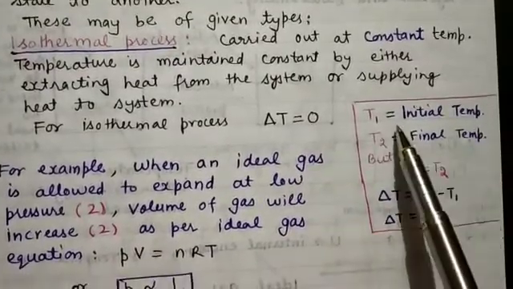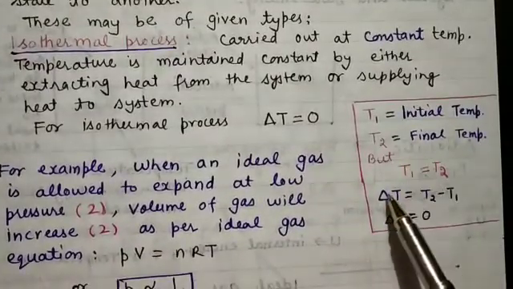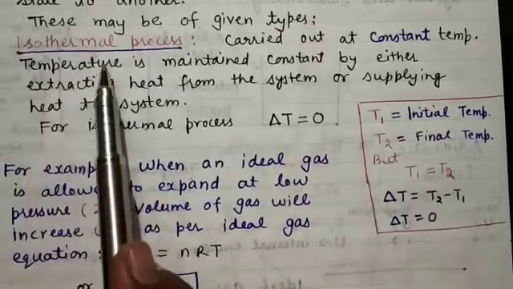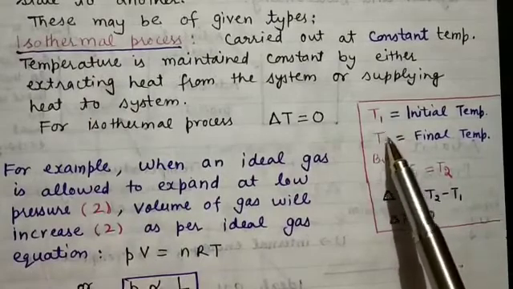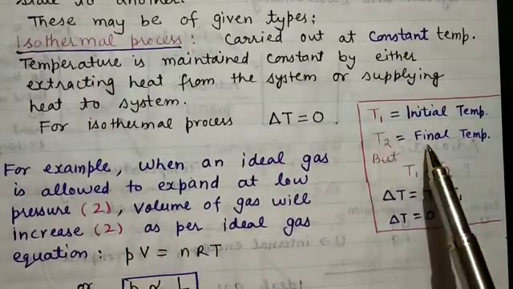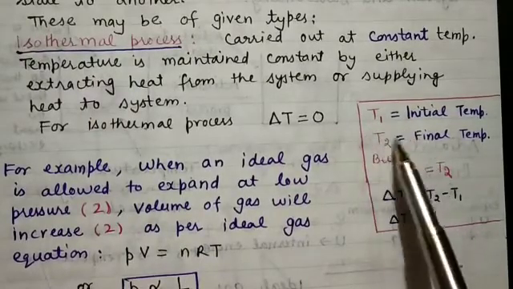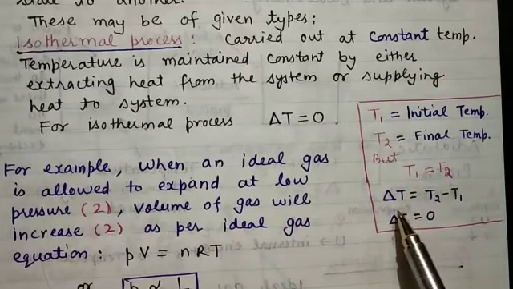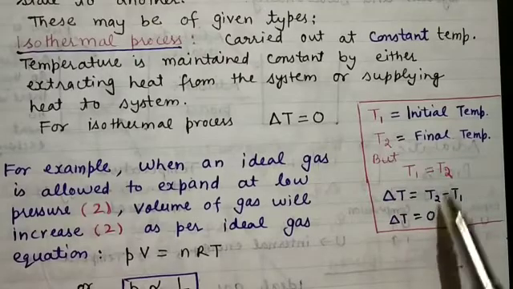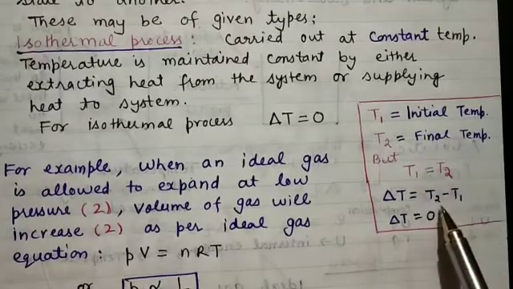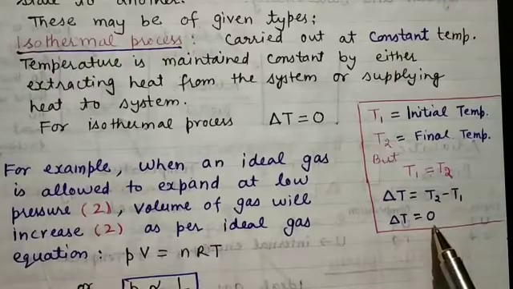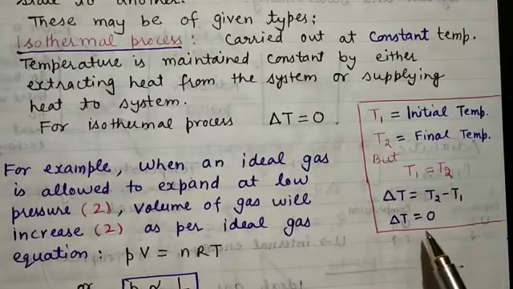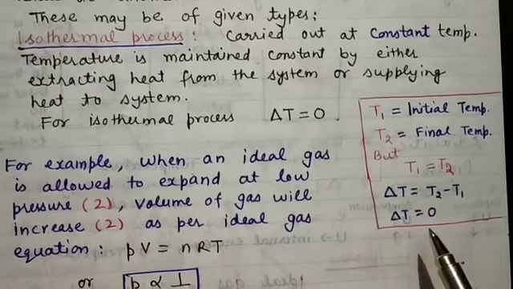If the initial temperature is T1 and the final temperature is T2, then because the process is isothermal, iso means same and thermal means temperature. So from the initial state to the final state the temperature remains constant, meaning T1 is equal to T2. If we find the change in temperature, delta T, which is final temperature minus initial temperature, T2 minus T1, it will be 0 because the values of T2 and T1 are the same. That's why the change in temperature is 0 here.